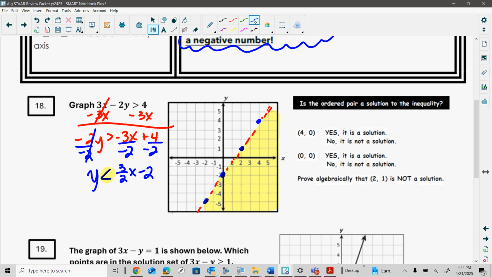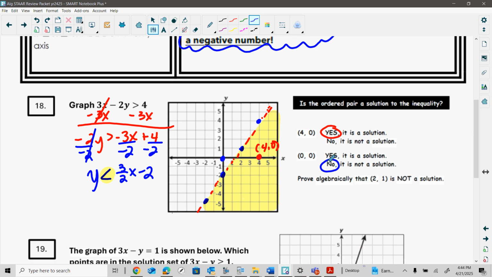In this first one, they want to know if the point (4, 0) is a solution. If I go over 4, I can't go up or down. That's this point right here, (4, 0). Yes, this is a solution because it's in the shaded region. Now, I do the point (0, 0), which is the origin right there. This would be no, it's not, because it's not in the shaded region.